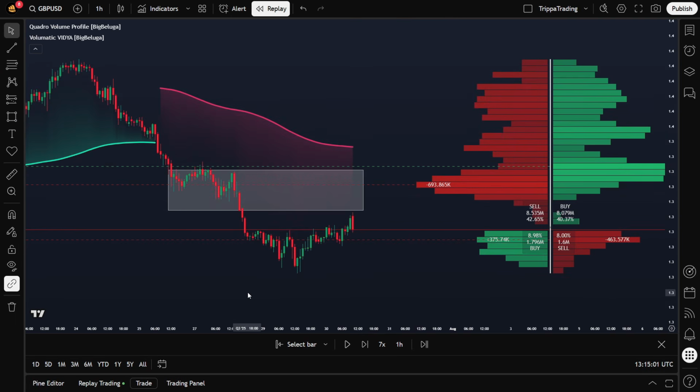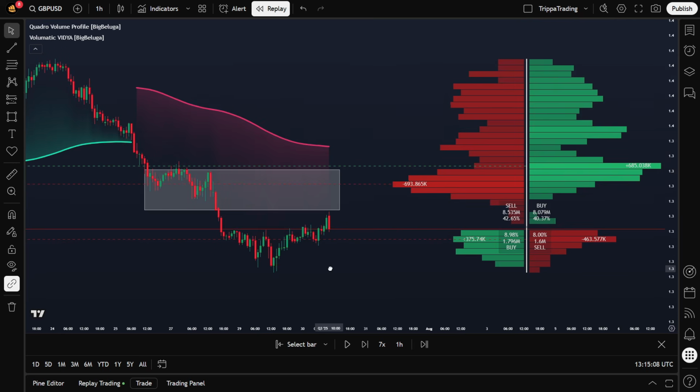For a sell position, we flip the logic. First, we need a bearish trend. That means Vidya is red and price is trading below the line. In this environment, we only want to look for sells at strong resistance levels.